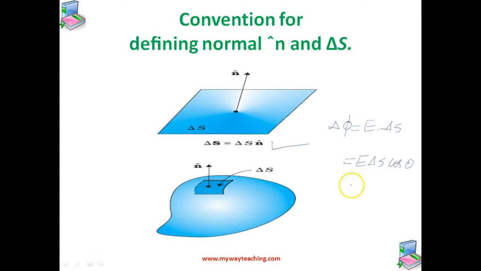And the projection of area which is normal to E, or the component of E along the normal to the area element times the magnitude of the area element, is nothing but E perpendicular times delta S. And the unit of electric flux is Newton meter squared per Coulomb.